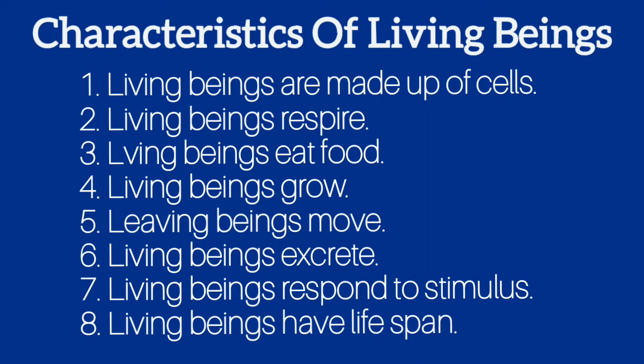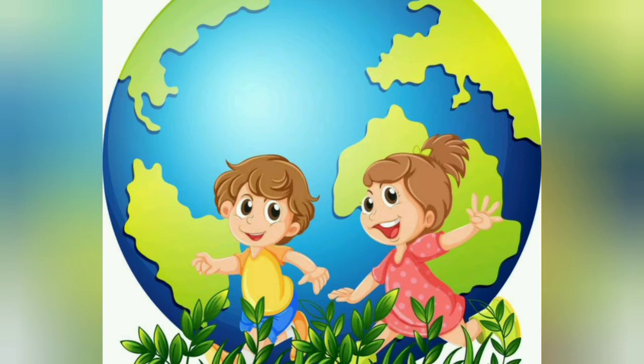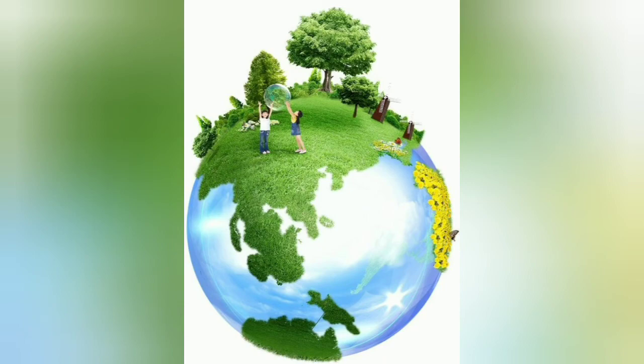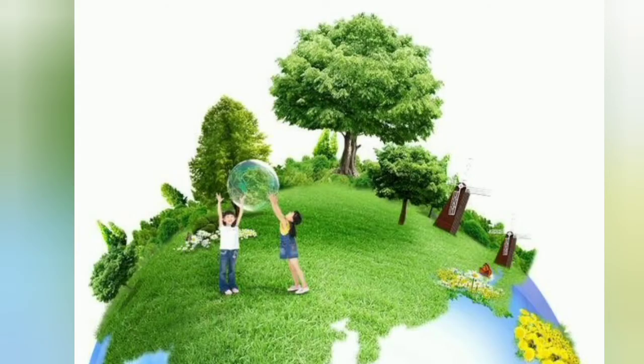Children, we have learnt about the characteristics of living beings. Plants and animals are two important components of the environment, but nowadays their number is decreasing as a result of man's greediness. Protection of plants and animals is the need of the day.